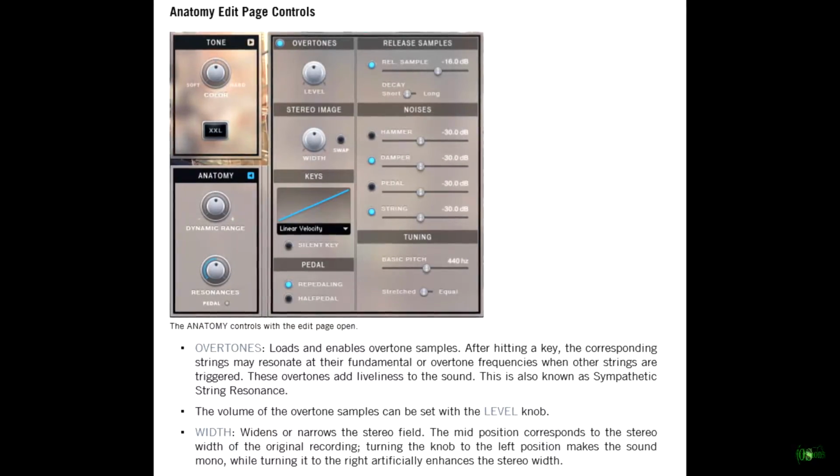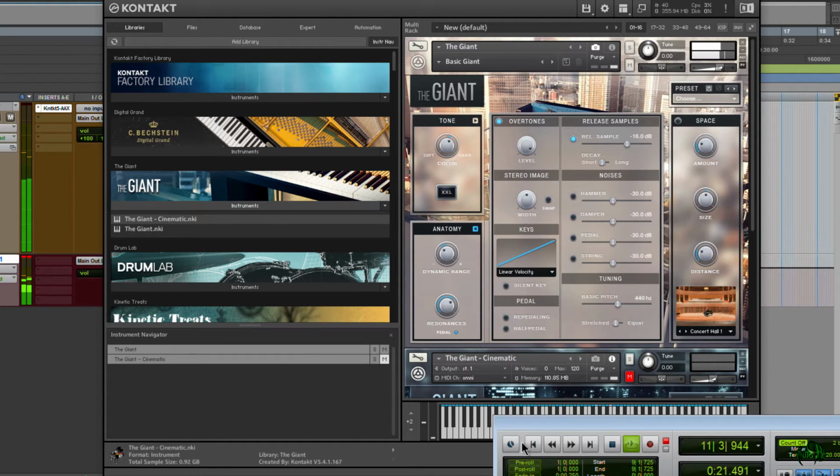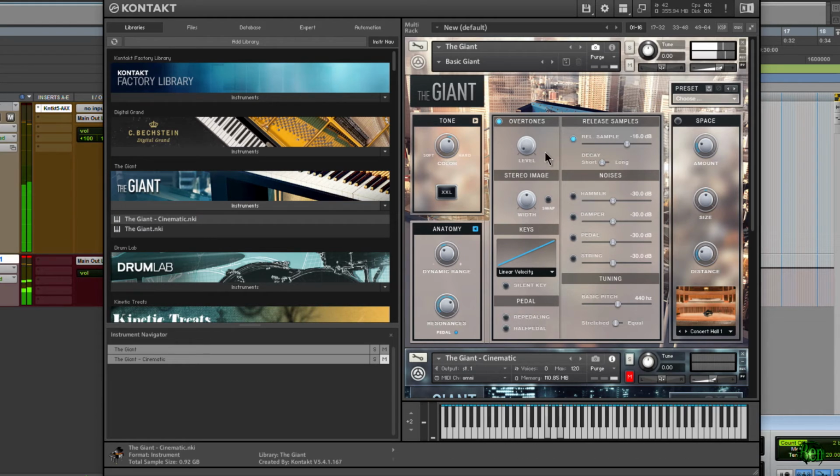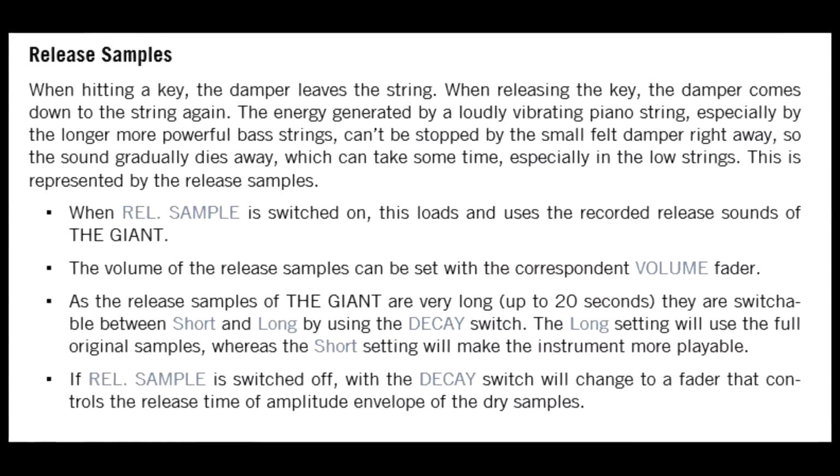On to the overtones. As you can see, it just simply adjusts the overtone sample levels. Should make it a little bit more lively sounding if you want. Very cool. Our release samples, of course, you can adjust the amount there and the decay, the short or long, and they can be very long, up to 20 seconds, okay?